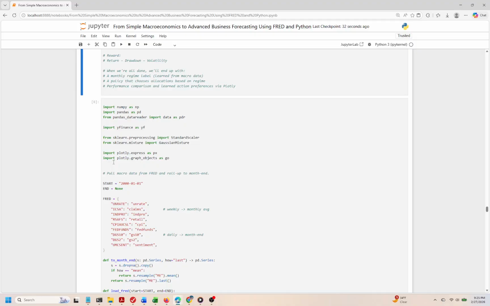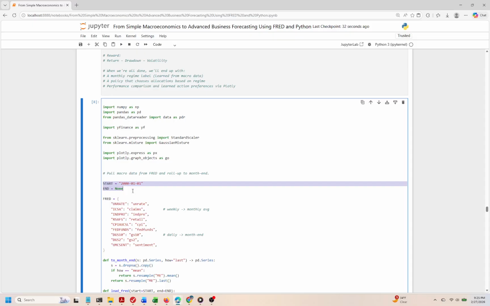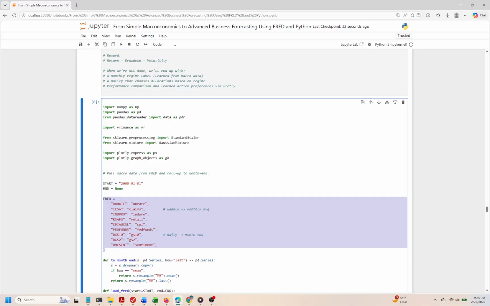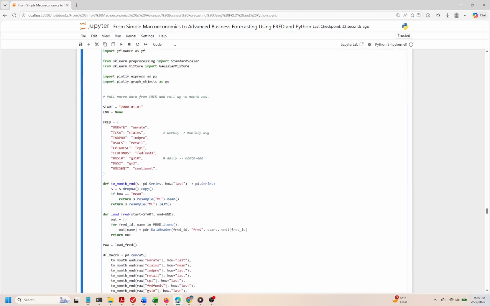The process begins by defining a start date for our data collection, set to January 1st, 2000, and it will continue until the present. We create a dictionary that maps FRED identifiers to more accessible names. This makes it easier to work with the data later on. The function we've defined, toMonthEnd, is designed to aggregate this data, either taking the last observation of the month or averaging values, if that's specified. This is essential when we're dealing with time series data, as it allows us to standardize our measurements to a monthly frequency.